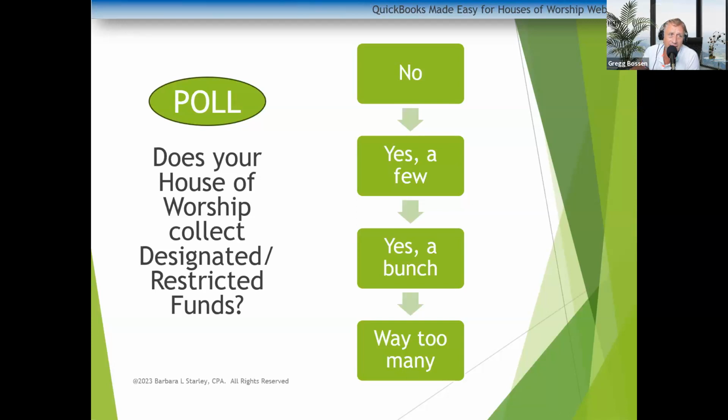guys have designated funds or restricted funds? They all do. This is unrelated to the pastor's designated fund. How do you track them, or do you track them? Or actually, no, this is asking, do you even collect them? I'm just curious, do you have them?